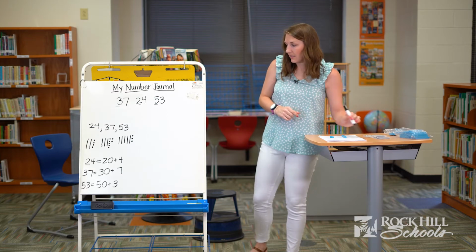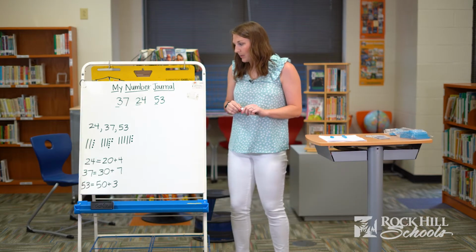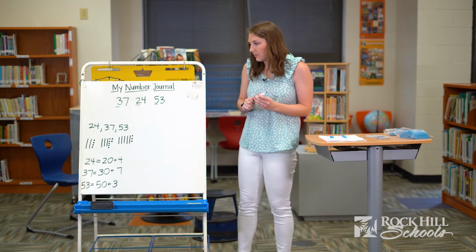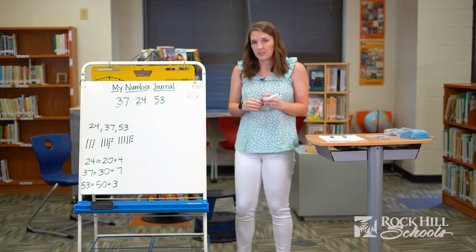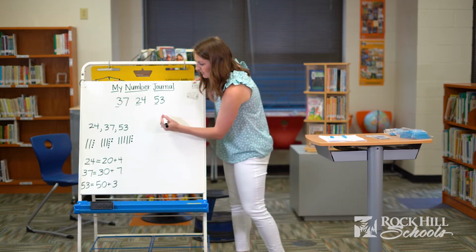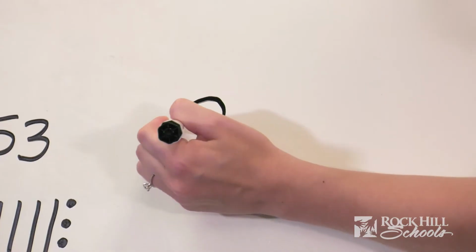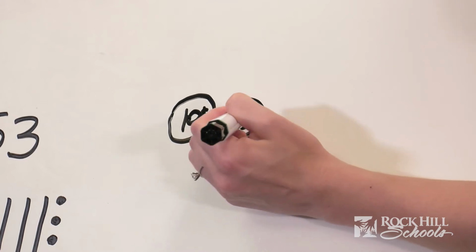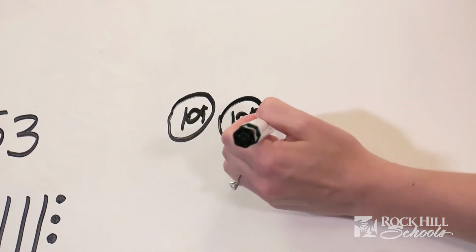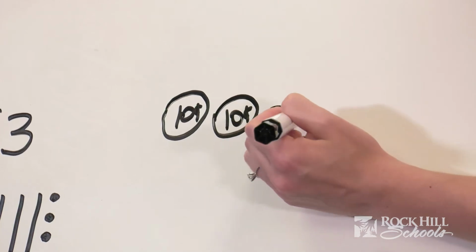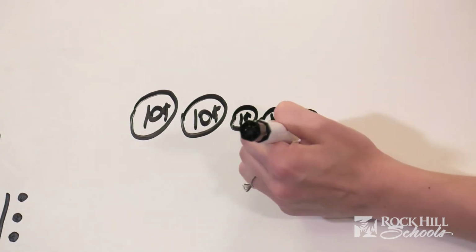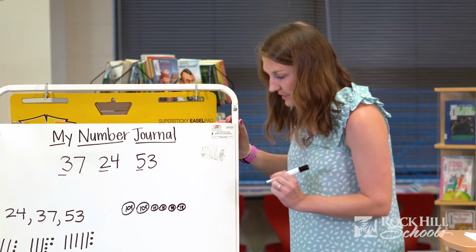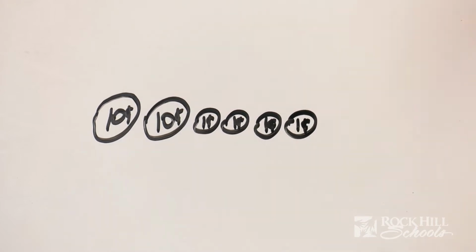All right, so the next thing that we're going to do is representing the numbers in coins. So if we have 24 cents, we're going to draw our coins to show how we can represent 24 cents. So we could do 2 dimes because they're both worth 10 cents, and then we can do 4 pennies because they are all worth 1 cent. So we have 24 cents.